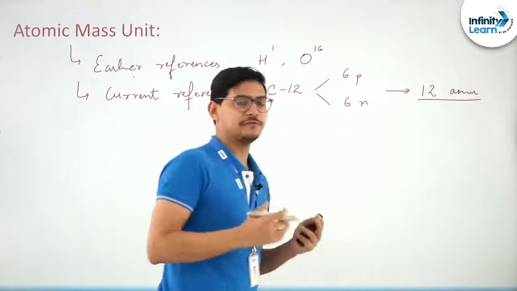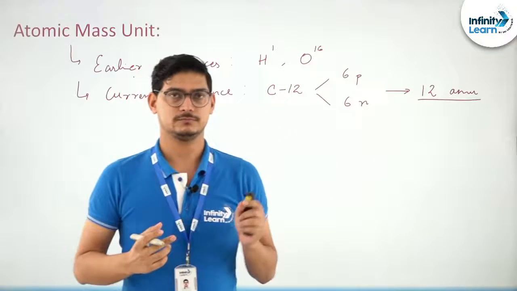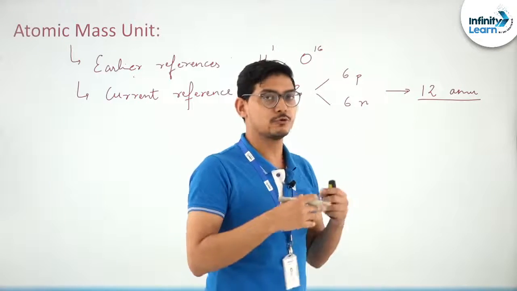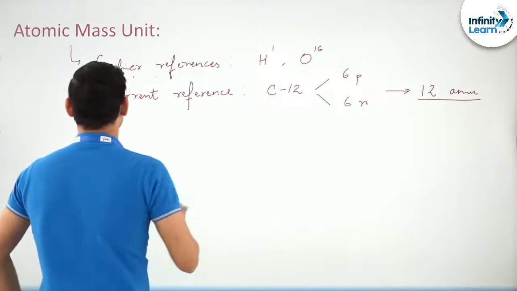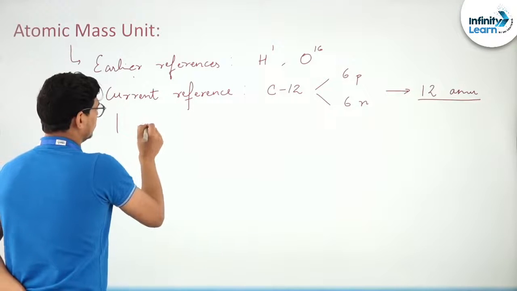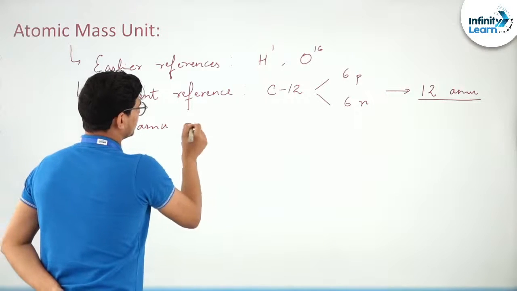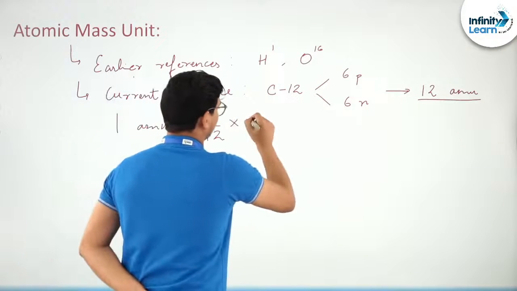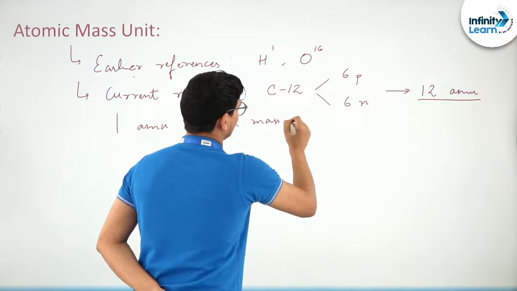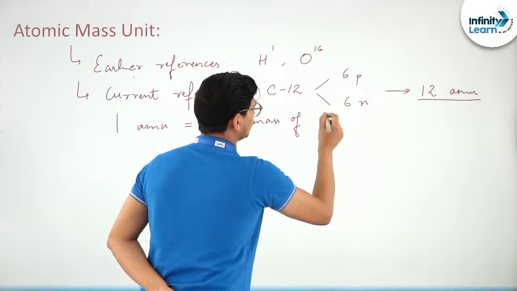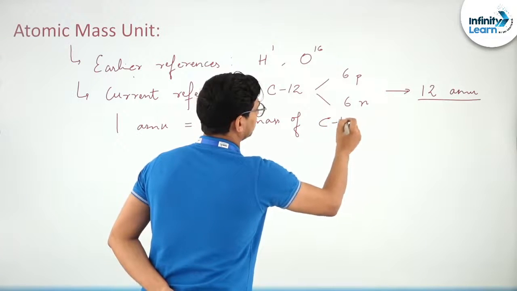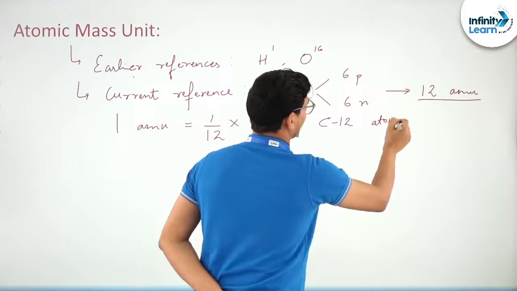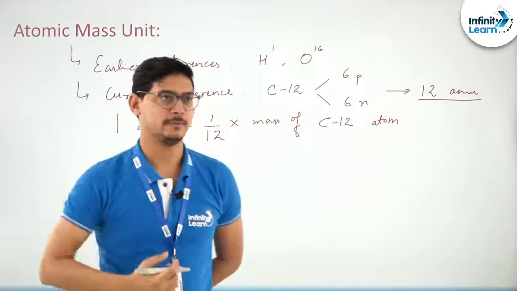So how do we find 1 AMU? See, one atom of carbon 12 contains 12 AMU. So how do we define 1 AMU? Obviously, 1 AMU is 1 by 12 of mass of C12 atom. I hope it's clear to you. Am I right?